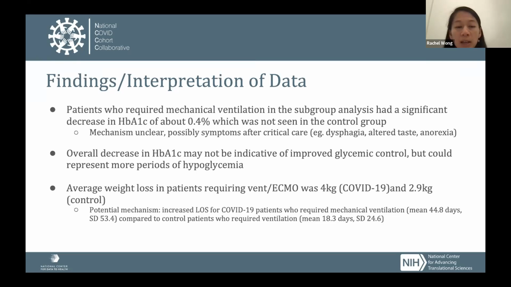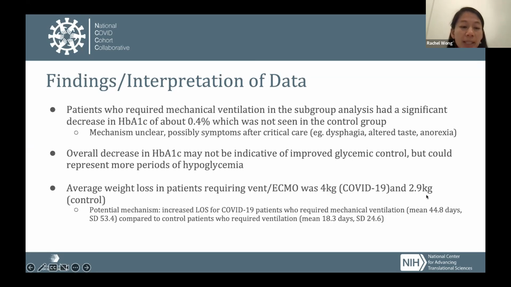And we want to also remember that an overall lower hemoglobin A1C may not necessarily be indicative of improved glycemic control in a positive way. This could represent more periods of hypoglycemia, or it could be that patients are more ill and their A1C went down, but they're not necessarily healthier. So I kind of take this finding with a grain of salt in terms of saying improved hemoglobin A1C. We also see that the average weight loss in those requiring vent or ECMO was 4 kilograms for COVID-19 patients, and it was a little bit less in controls.